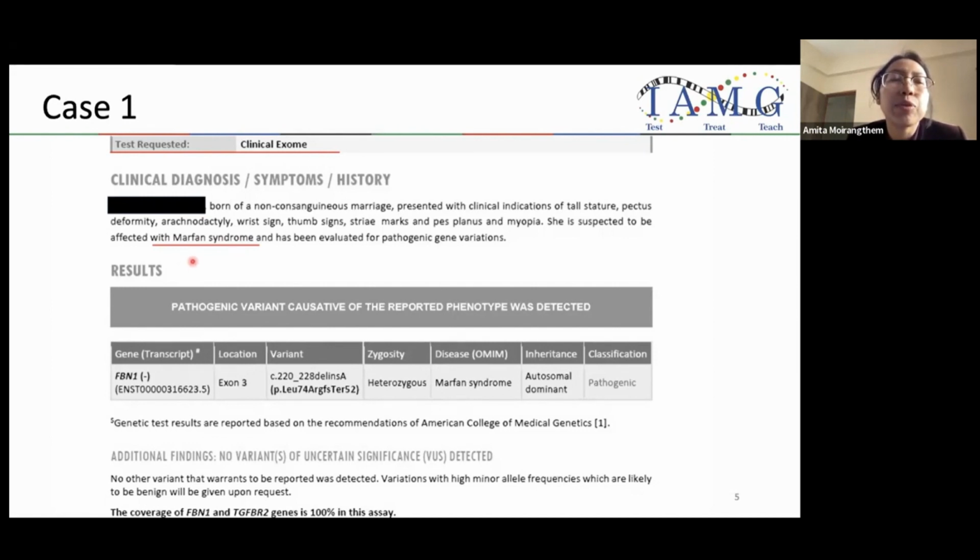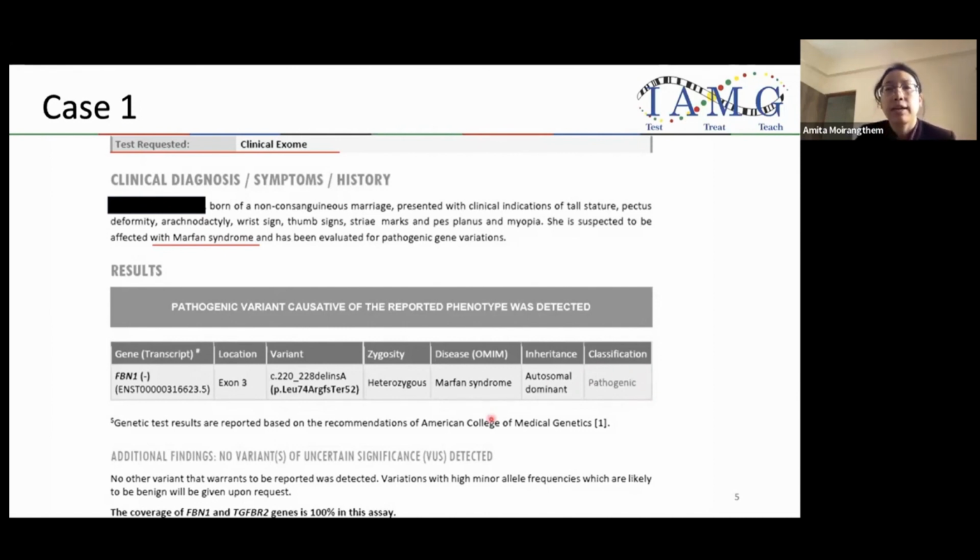So this is an individual with a clinical diagnosis of Marfan syndrome, and most of the labs give the summary of the results in a tabulated form as shown here. So here we have the gene along with the transcript, the variant details in the form of the DNA change and the amino acid change, the zygosity of the variant, the disease associated with the particular variant, the inheritance pattern, and the classification as per the American College of Medical Genetics and the Association for Molecular Pathology guidelines.